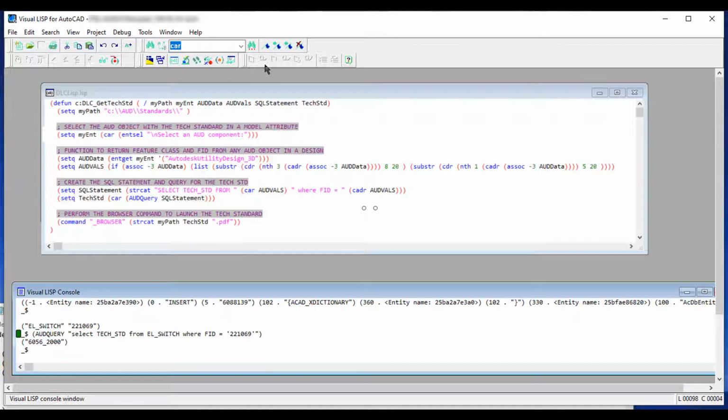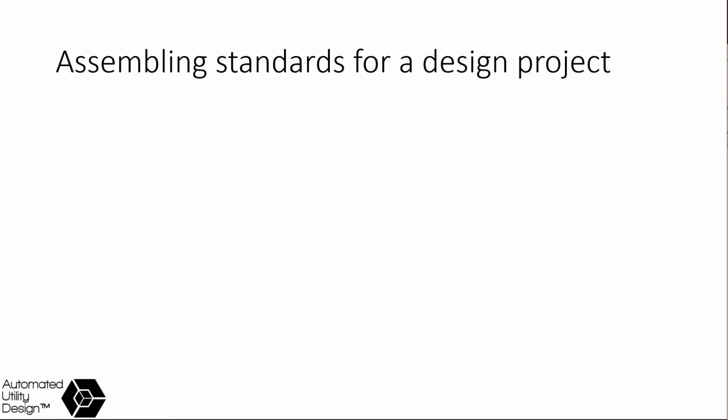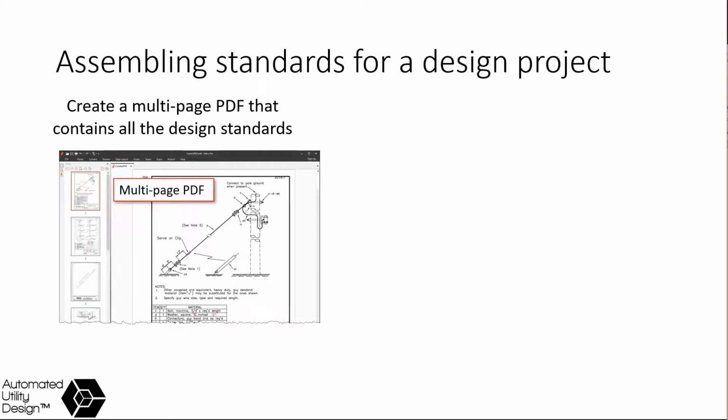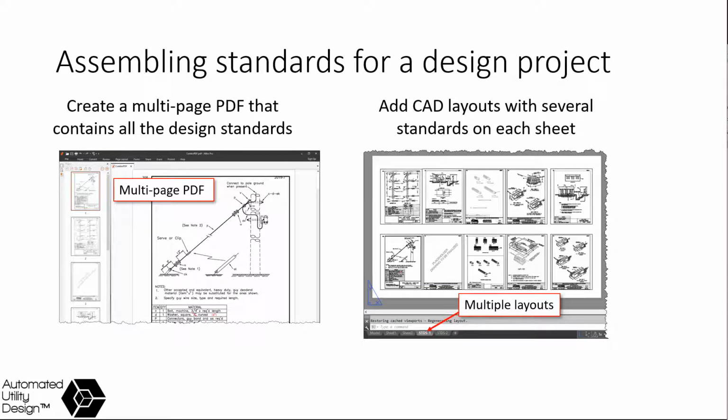For example, what happens if there's no technical specification for a given item? You should, in that case, add an error message. Okay, now what if you need instead to assemble all of the standards documents that are used within a design project? I've seen this done in two ways. Some clients want a multi-page PDF that contains all of the project design standards associated with the project. Alternatively, some clients want to add layout sheets to their design document with several standards presented on each sheet. Both of these can be implemented using the same following approach.